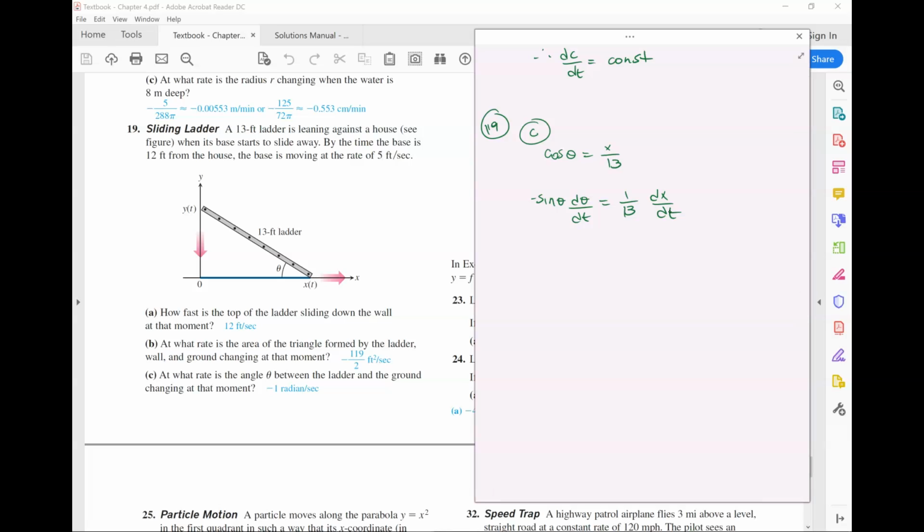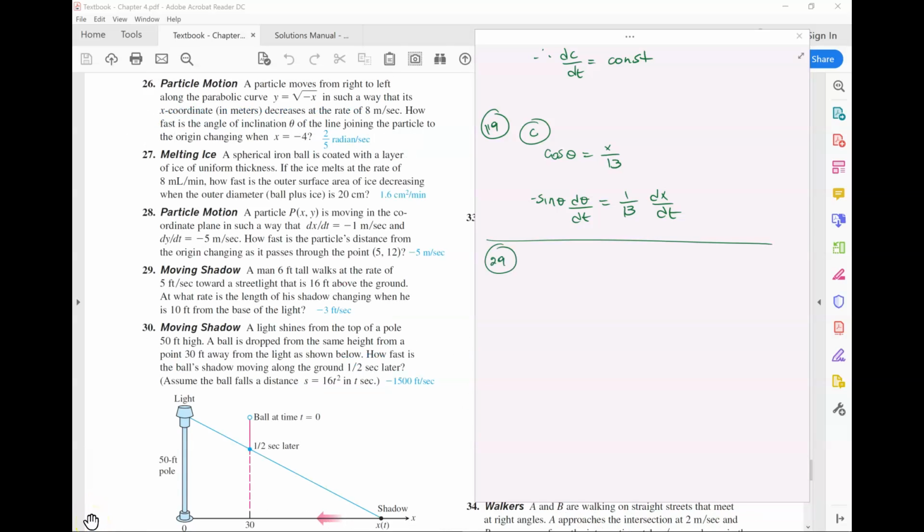Same situation, this is all happening when x is equal to 12. So if it's 12 and 13, then you have to find the sine of theta and put it in. Okay?